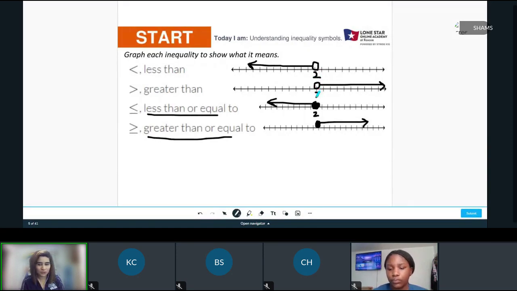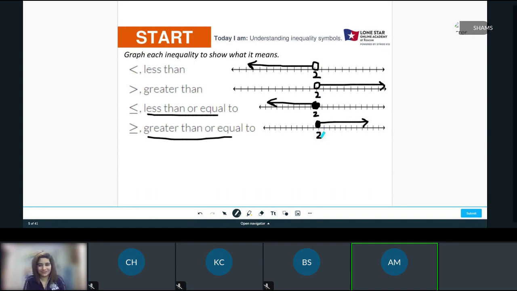What are you going to share, Aurora? I was thinking that the closed circles were, like Serenity had said, to show that you can do less than or equal to or greater than or equal to, while the open circles are only less than or greater than. Excellent.